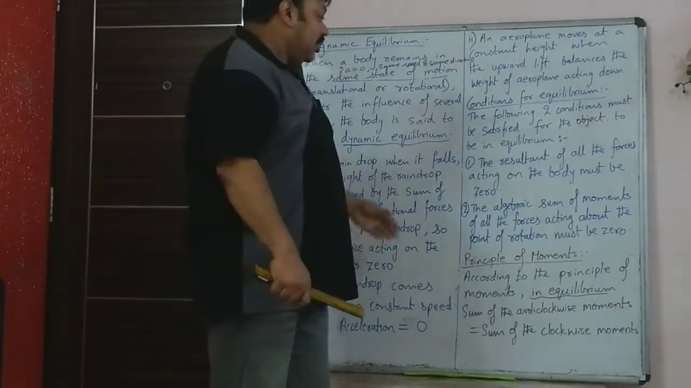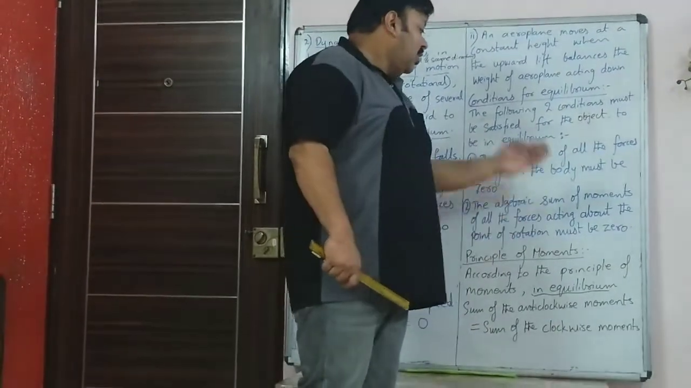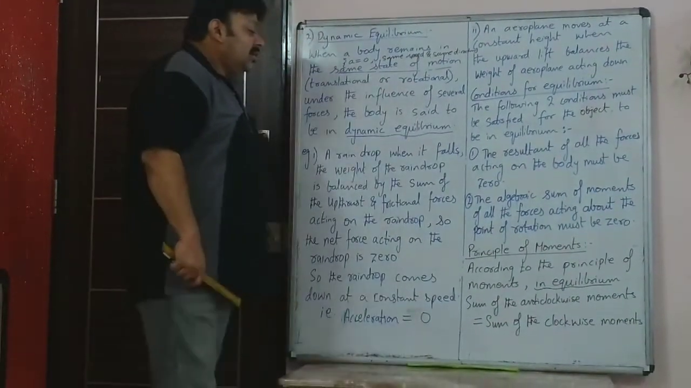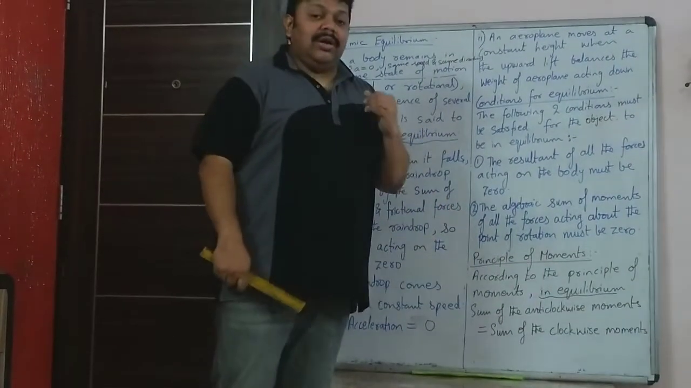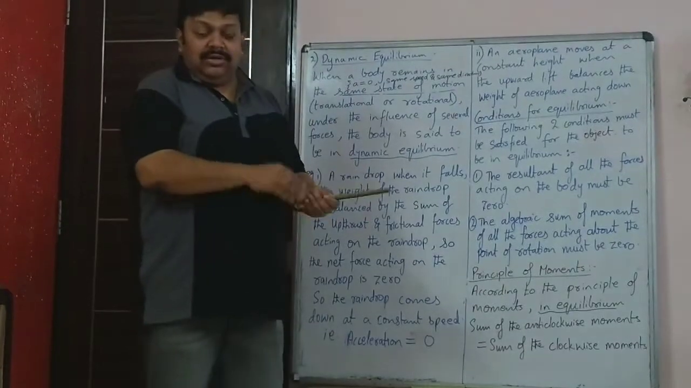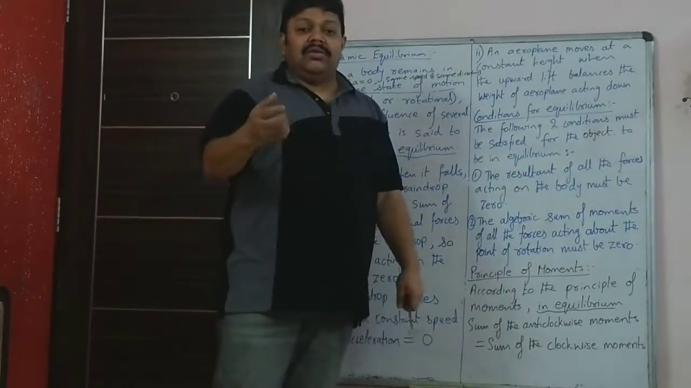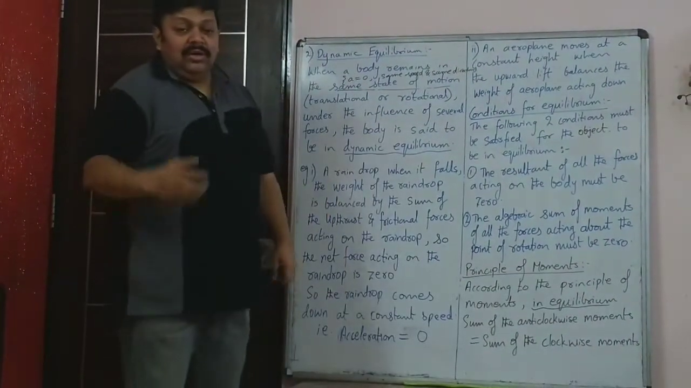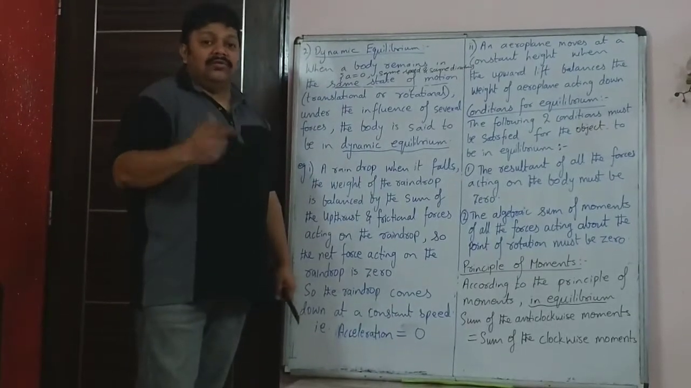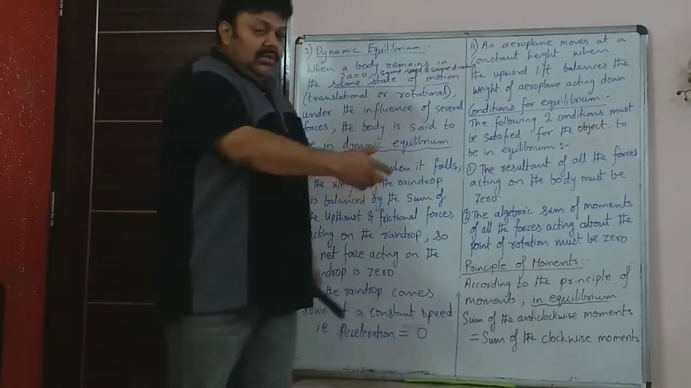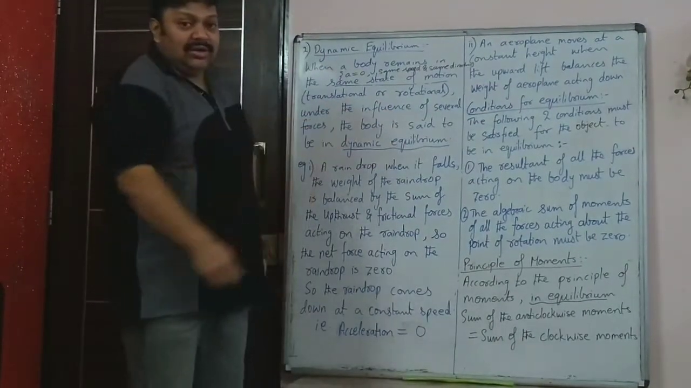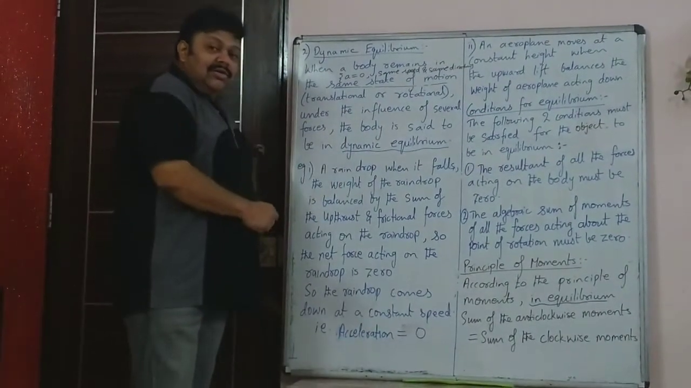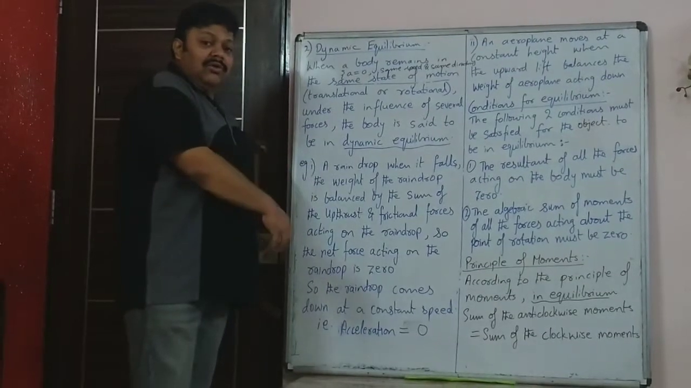The second condition is that the algebraic sum of moments of all the forces acting about the point of rotation must be zero. In the last frame I had explained about that weighing scale, the beam balance, which is used in the kirana shop to weigh your sugar and fruits. On one side you are placing the weights, 2 kilo, 4 kilo, 5 kilo, etc. And on the other side you are placing the bag of sugar which you want to weigh.